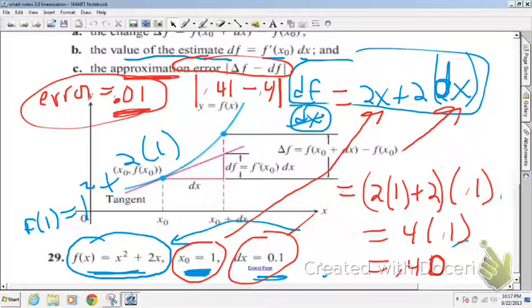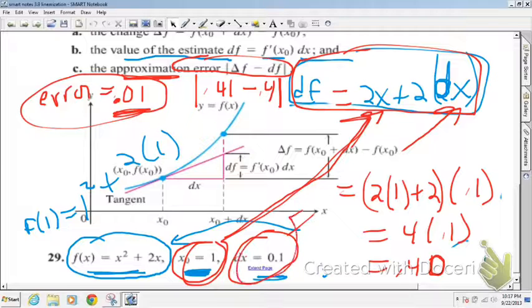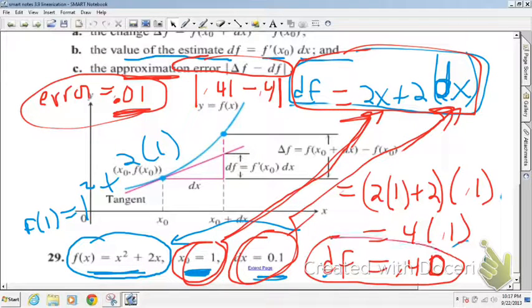So delta F with the triangle is a true change in functional values, and df is estimated change in functional values. Now the df is the one that requires the derivative. The df is what we found right here and plugged in the given information, and we found that the df ended up being 0.4, which wasn't far away from the true difference in functional values. And that's what we mean by differentials. Okay? All right, good luck with this section, guys.